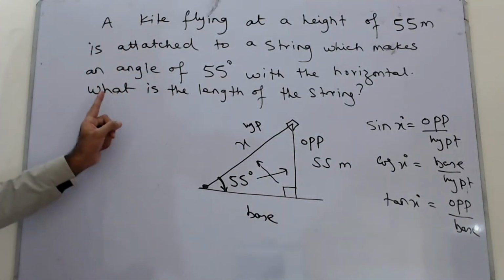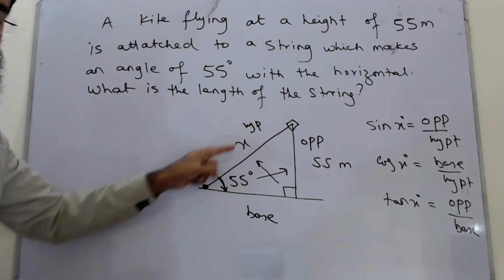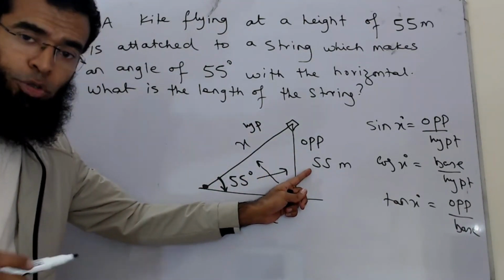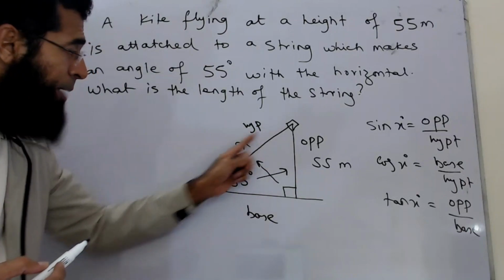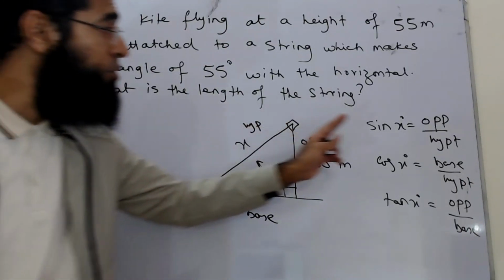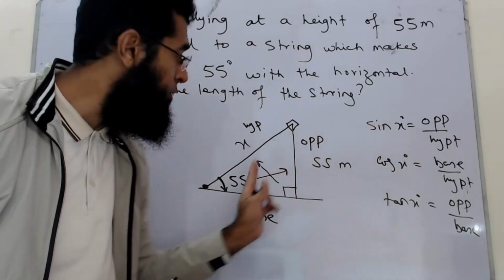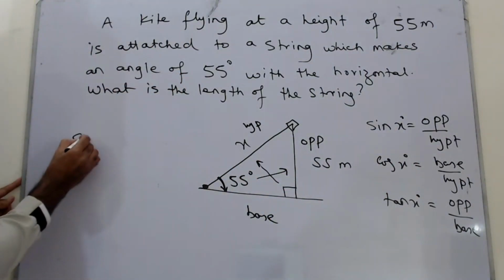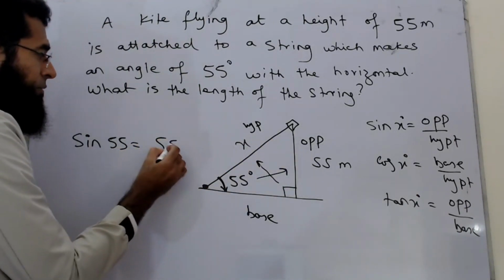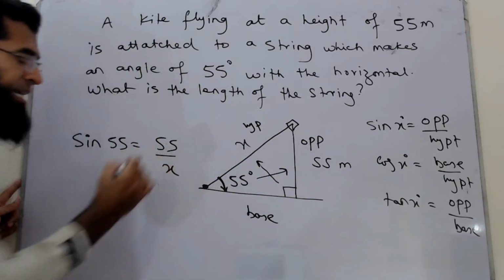So the question is, what is the length of the string? So कौन सी दो sides involve हो रही हैं? Opposite जो given है और hypotenuse जो हमने find करनी है, right? So opposite and hypotenuse हम sin लगाएंगे, sin of the angle. But it's very simple. Sin of the angle is opposite 55 over hypotenuse x.